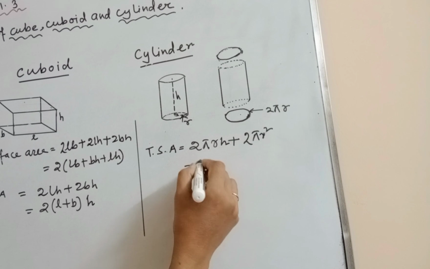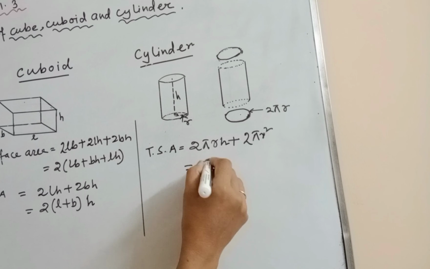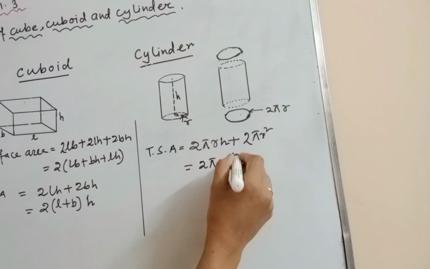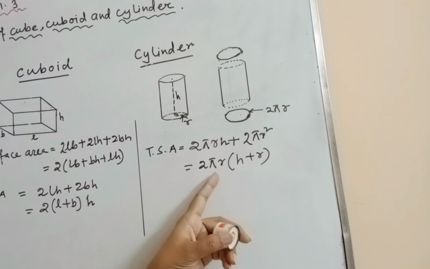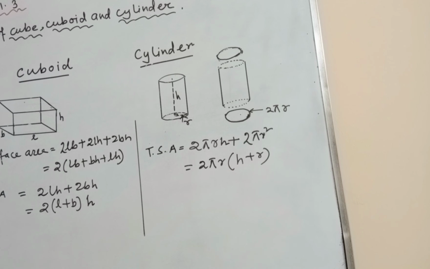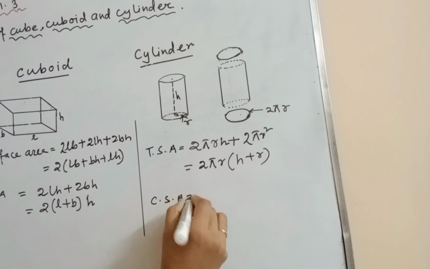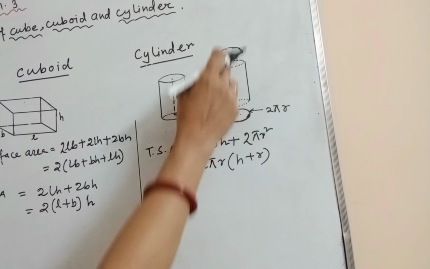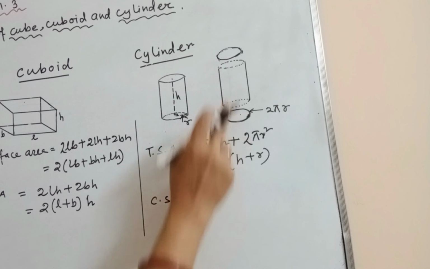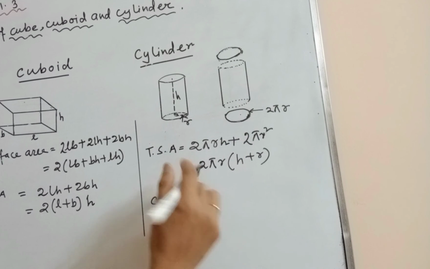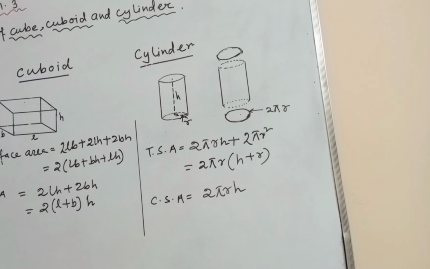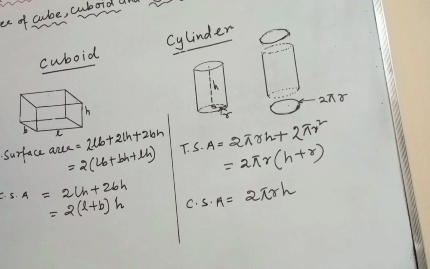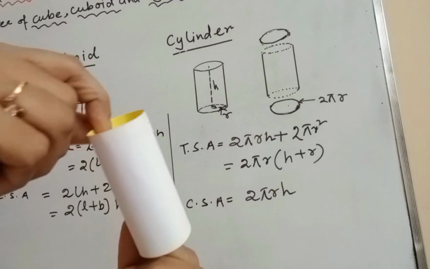Now again, using the concept of factorization, you take 2 pi r as common, so it will be h plus r. So this is the total surface area. Now curved surface area means the boundary except these two, top and floor, we will leave. We will not take these two areas. So curved surface area is only 2 pi r into h. Now look at this cylindrical net.